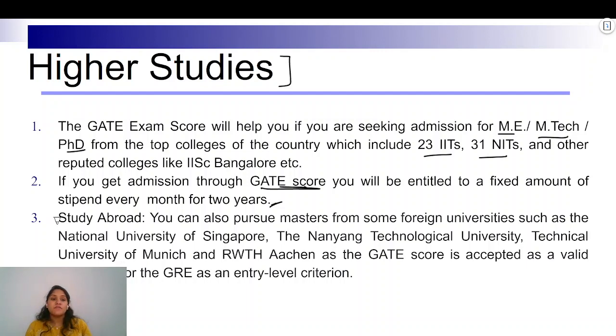And the third thing, the study abroad, as we discussed. So there are 4 universities that accept GATE score as the GRE for the entry level criteria. Those universities are National University of Singapore, the Nanyang Technological University, Technical University of Munich, RWTH Aachen. So these are the 4 universities which take people who have a valid GATE score.